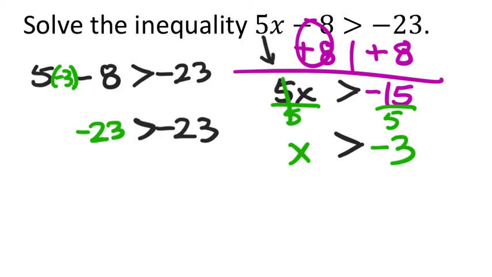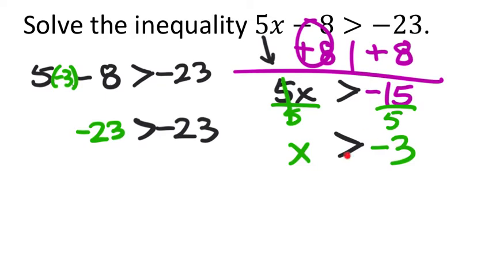So you could say, well, what values are greater than negative 3? 0 is greater than negative 3. Would that make this true? Yeah, that'd make it true. You'd get negative 8 is greater than negative 23. That's true. Well, let's make it 100. Okay, 500 minus 8, 492. Is that greater than negative 23? Yeah, that's true. So there's actually an infinite number of values that make this true.